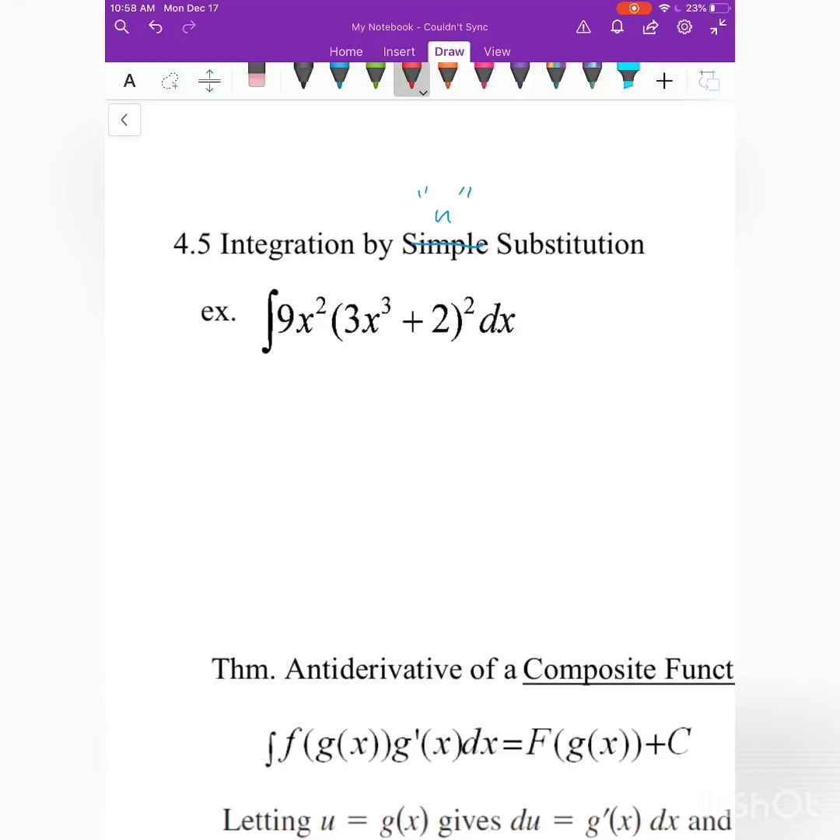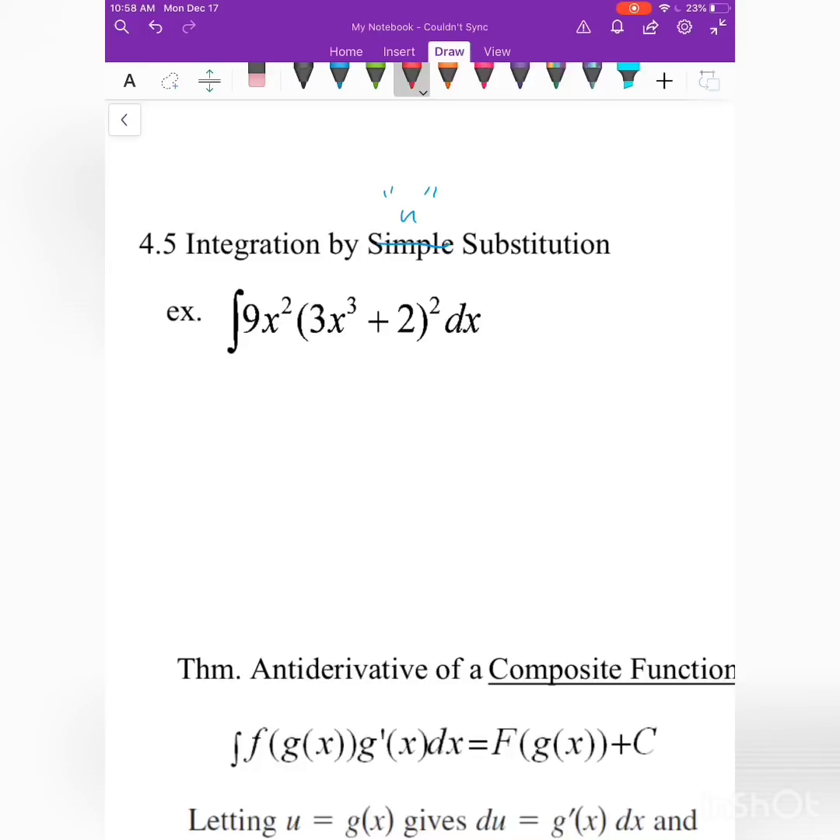And what you do, and it's going to take a couple examples to get this right, is you pick a u, something whose derivative is in the problem. So pick something whose derivative is in the problem. So the u, or the thing I'm going to pick, is 3x cubed plus 2, because when you take the derivative of that, you get a 9x squared. So if I go ahead and take the derivative of both sides, the derivative of u with respect to x is this, and on the right side, you get 9x squared.